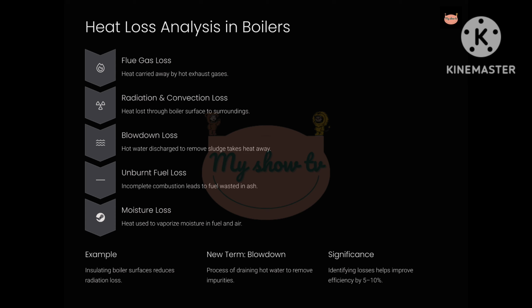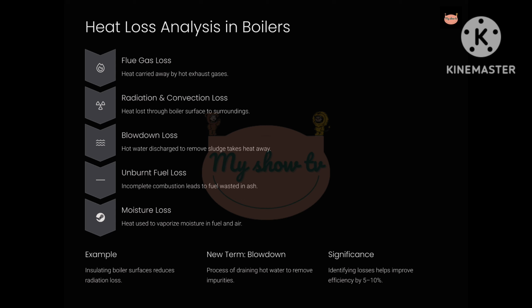Slide 2. Heat loss analysis in boilers. Understanding where boilers lose heat is important for improving performance. 1. Flue gas loss. Hot gases leave the boiler through the chimney, carrying away some heat. These gases are necessary but also a major cause of heat loss. 2. Radiation and convection loss. Heat escapes from the boiler surface into the surroundings. If the boiler is not insulated properly, this loss is significant.